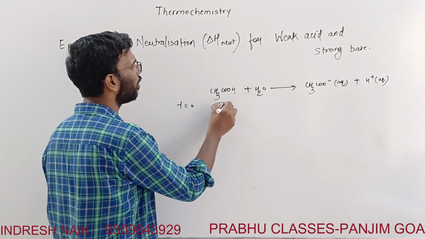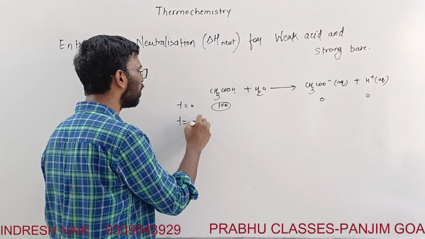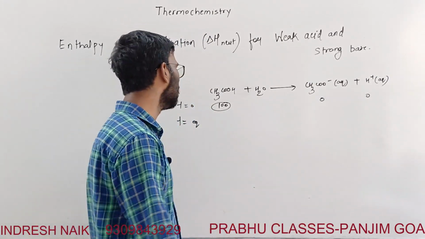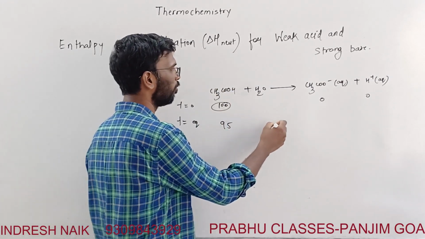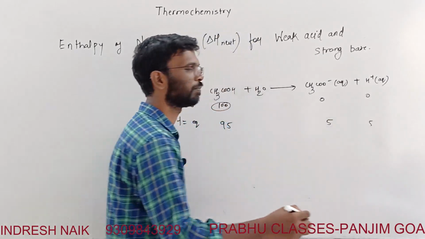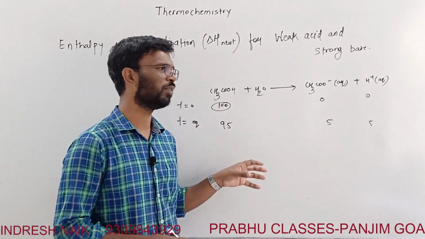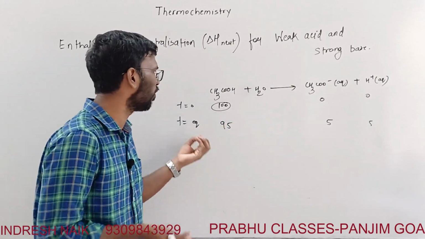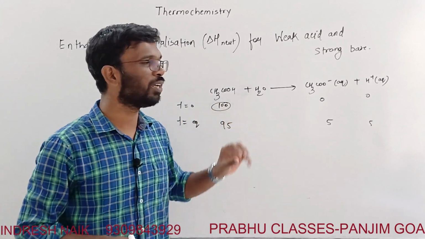Like initially there are 100 molecules. So this is 0, this is 0. At the time of equilibrium, let's say equilibrium is attained after 10 minutes, what will happen? Out of 100, just 5 will be getting dissociated. Just taking an approximation, just 5% is getting dissociated. Out of 100, just 5, remaining 95 are remaining as CH3COOH, right? So this is the meaning of weak acid.